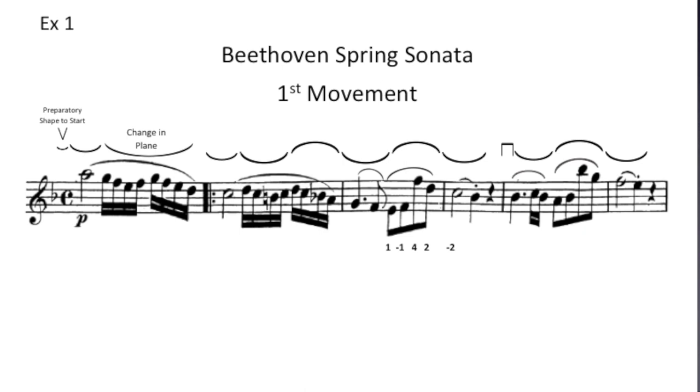Notice that we have two shapes on this second group of 16ths, an undershape for the first group of 16ths going to an overshape that ends on the downbeat of bar three. This takes us across the string easily. Here it is.